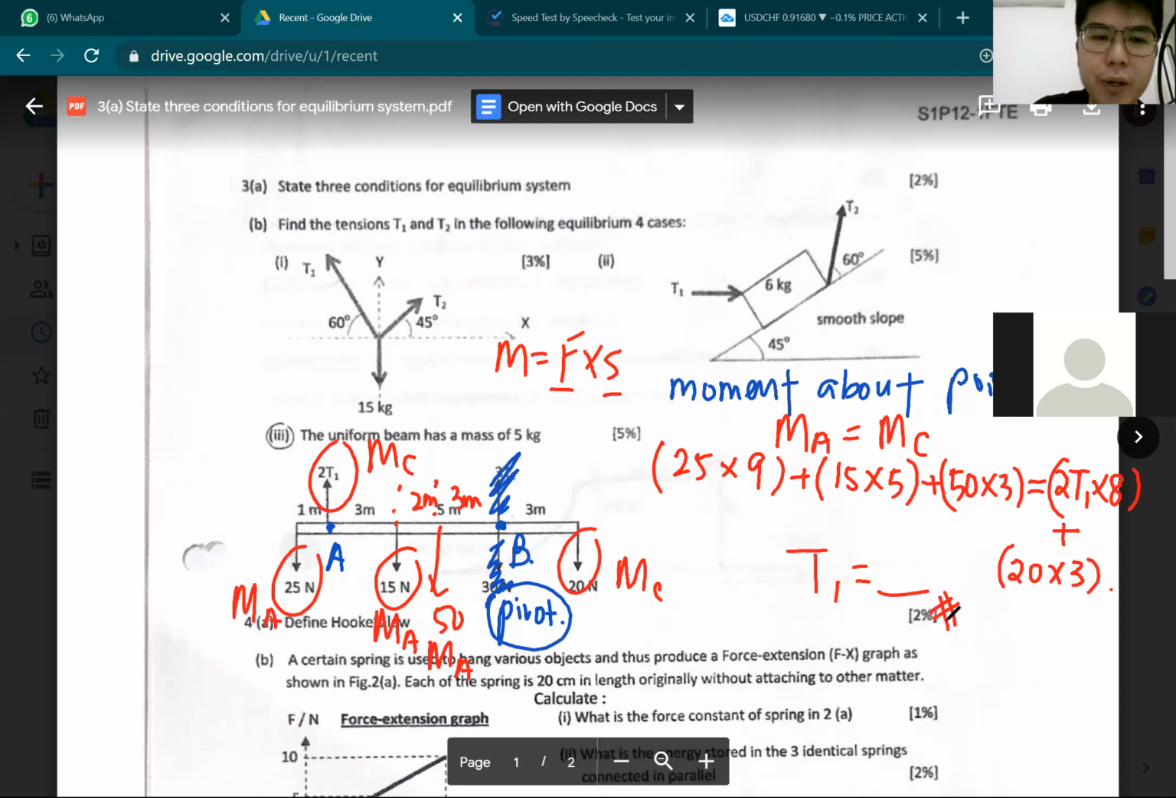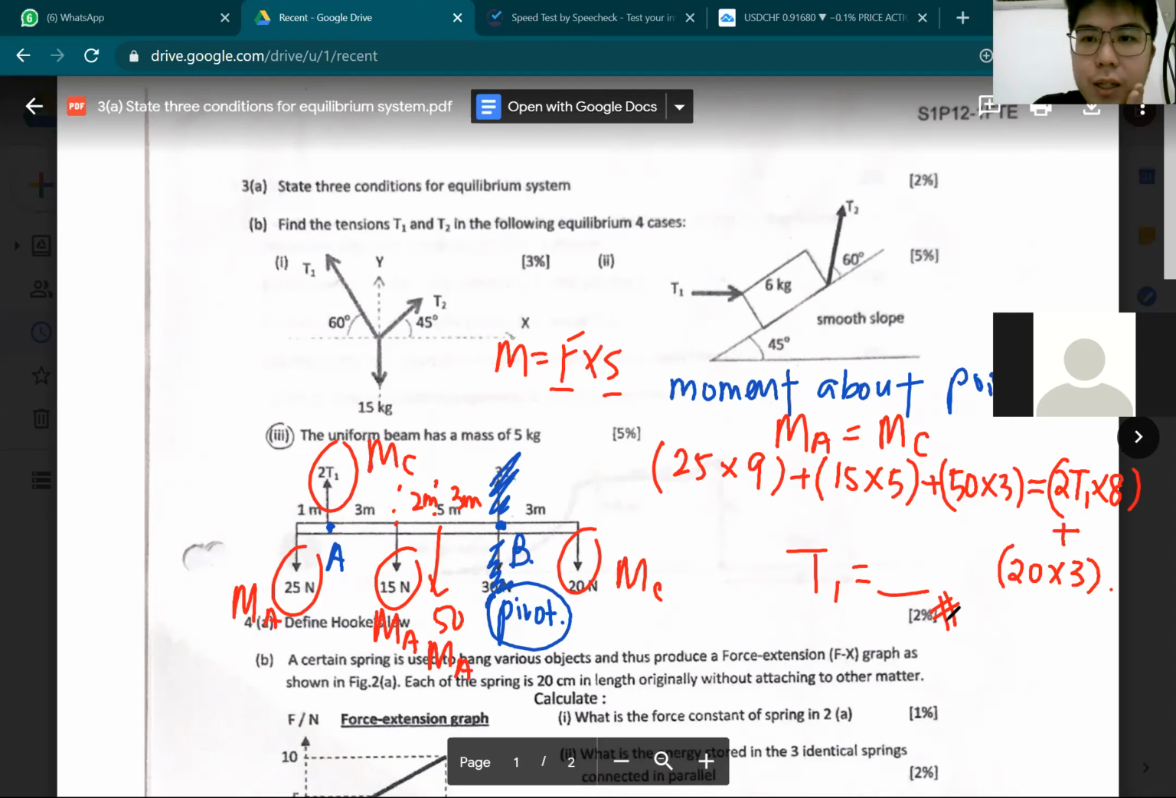Now, why do I choose point A and point B? Because when I choose point B, in this example, it means I don't have to look at the 3T2 again. I can just cancel it out. I cancel out one unknown, so only one unknown is left for me to find. I choose A so that I can cancel out T1, so I can find T2. I cancel out one unknown, either one, right?